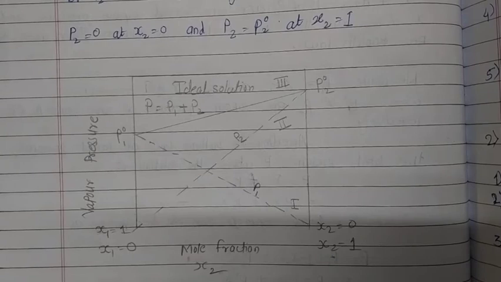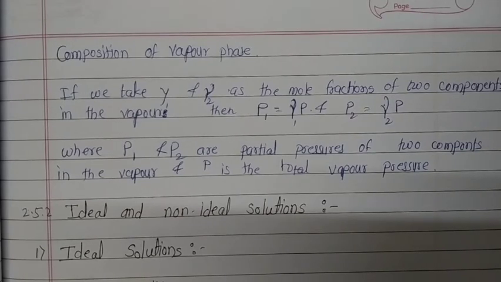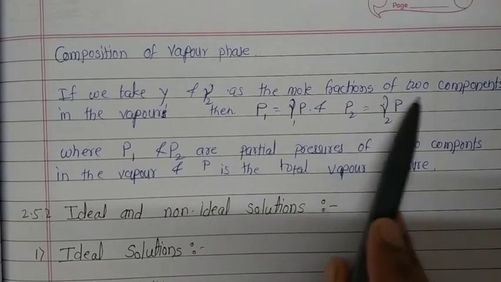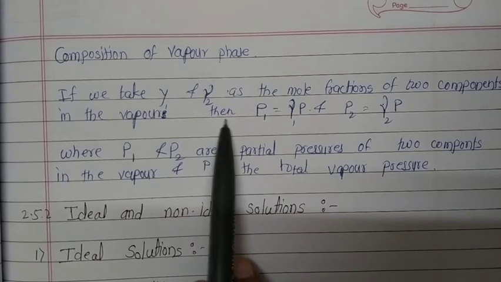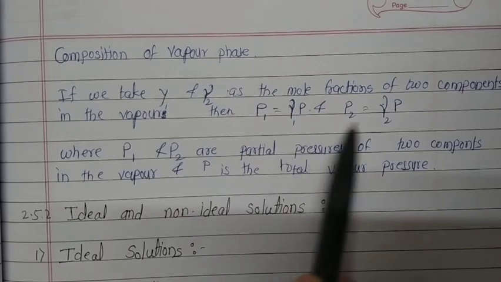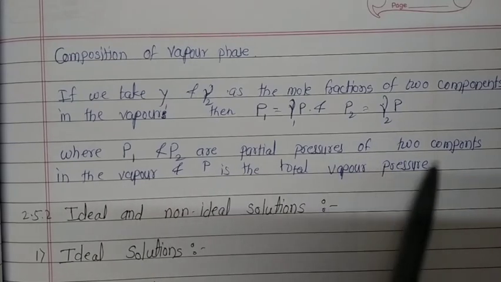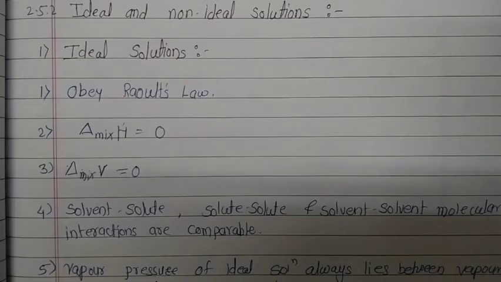Now, composition of vapor phase. The composition of the vapor phase in equilibrium with the solution can be determined by Dalton's law of partial pressure. If we take Y1 and Y2 as the mole fractions of the two components in the vapor, then P1 equal to Y1 P and P2 equal to Y2 P, where P1 and P2 are the partial pressures of the two components and P is the total vapor pressure.